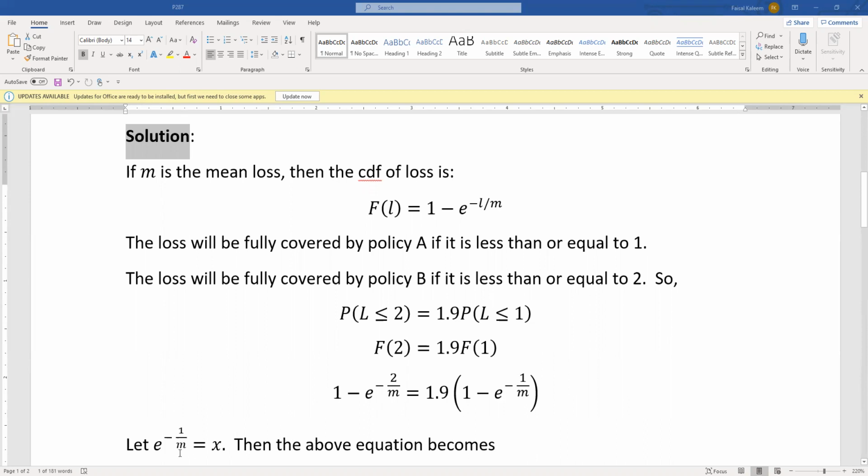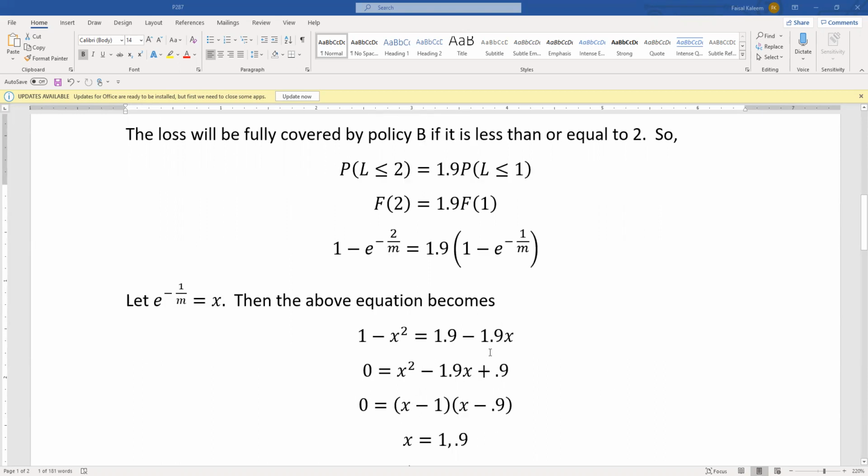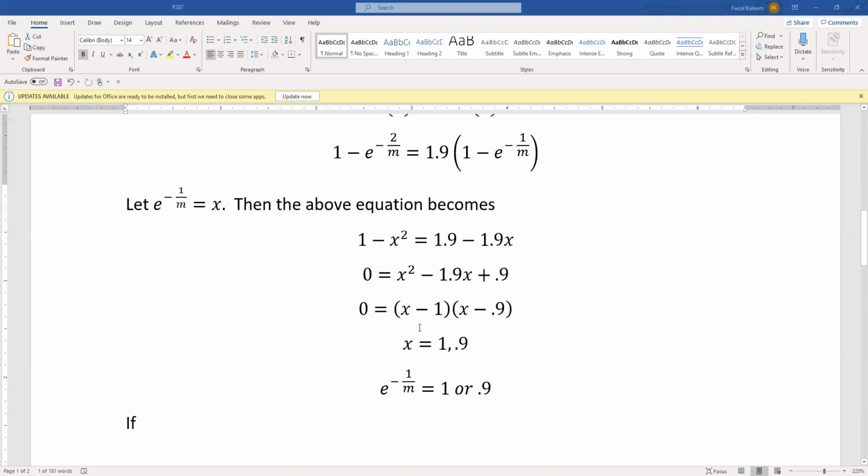Now, if we let e to the negative 1 over M be x, then this one becomes x squared. And the equation will be 1 minus x squared equals, and here I can distribute, so 1.9 times 1 is 1.9, and then 1.9 times x. So we collect everything on the right side to look at it as a quadratic equation, which we can solve. So negative x squared goes on the right as positive x squared, and then we have minus 1.9x, and this one gets subtracted from 1.9 to give 0.9. And now this one factors into x minus 1 and x minus 0.9.